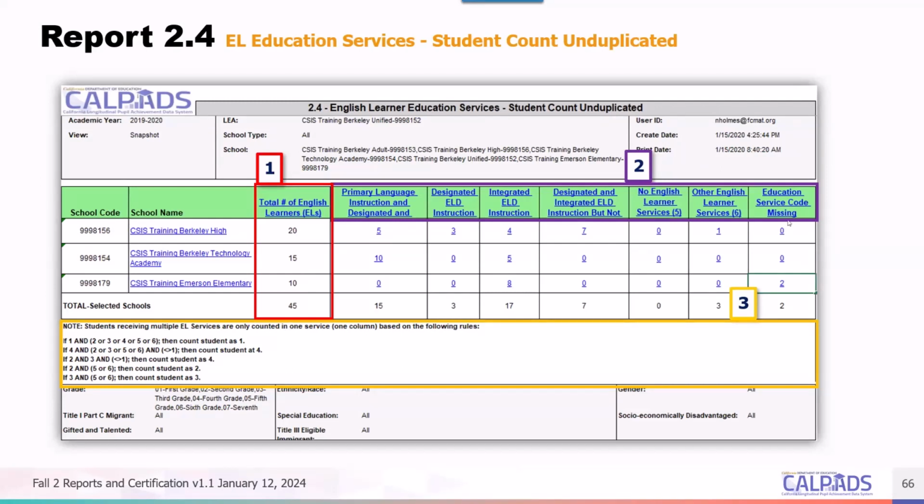What you can't have is this last column. You cannot certify with any counts in this last column. You see on this example, there's 2. Education service code missing. That means there's 2 EL students, or it could be a single student in 2 classes, and the education service code is not populated in their course section. That triggers a Cert 104 error. You cannot certify with a fatal error. And so you would have to resolve those errors, and that might be populating no English learner services or populating what services that student receives.